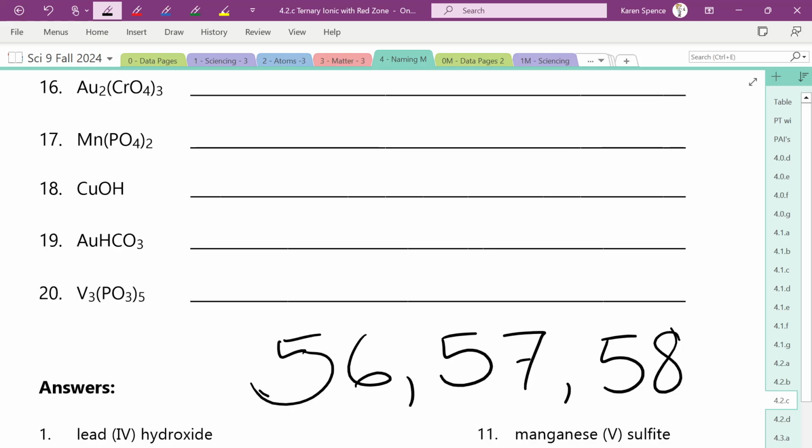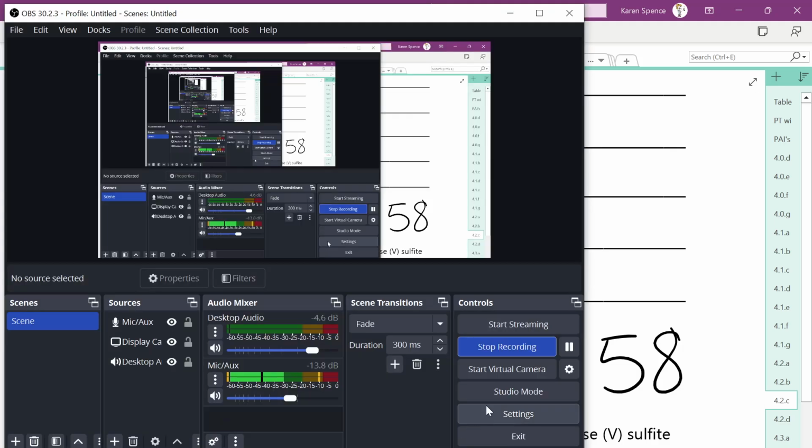Quiz 5 is the confusing one, right? It's a little bit confusing. It's got those polyatomic ions in it.